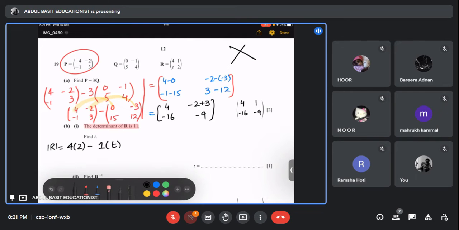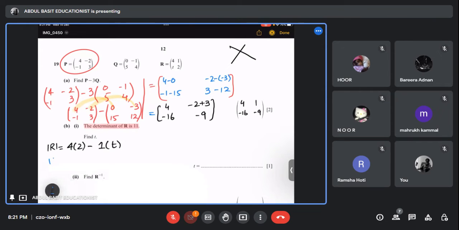But Noor, we can see that in the question, determinant of R is already 11. Yes or no? Yes, sir. So we can write 11 in place of determinant of R. So 4 twos are 8 minus t. Right, Ramsha? Okay. So we need to find out t.